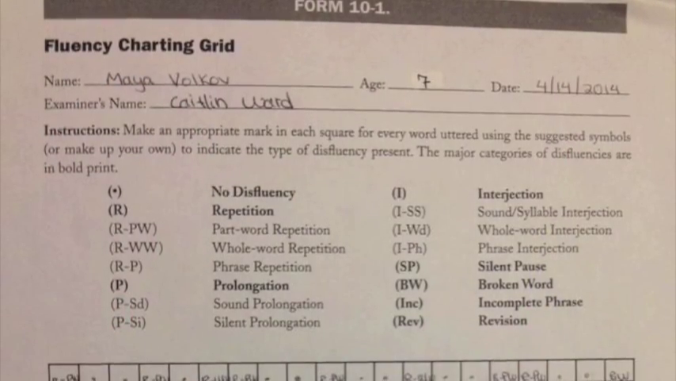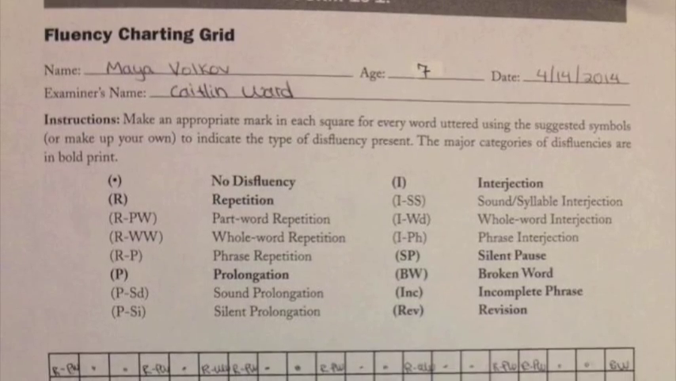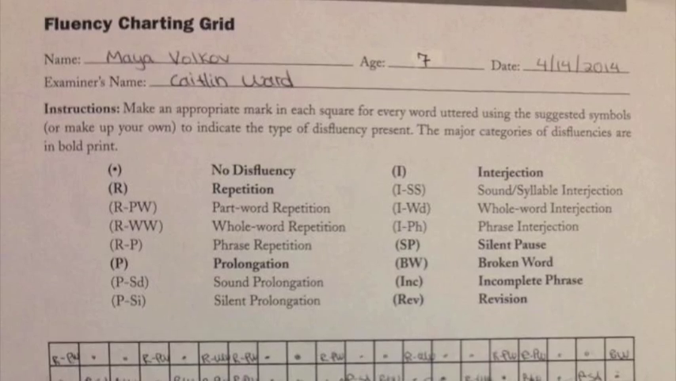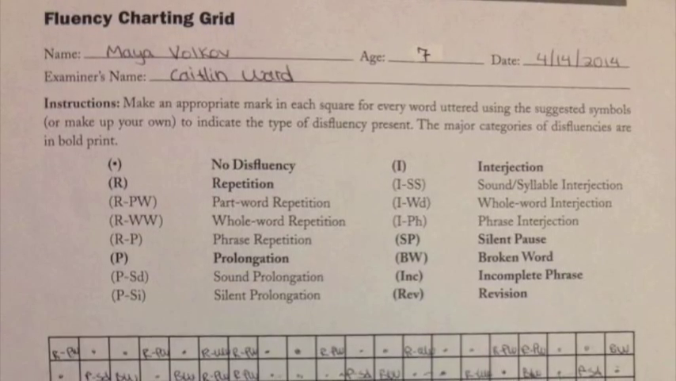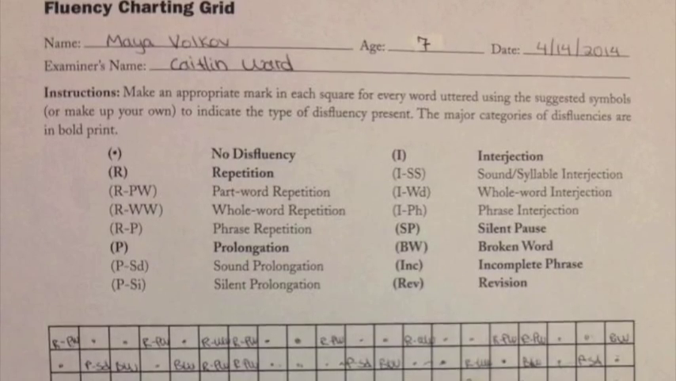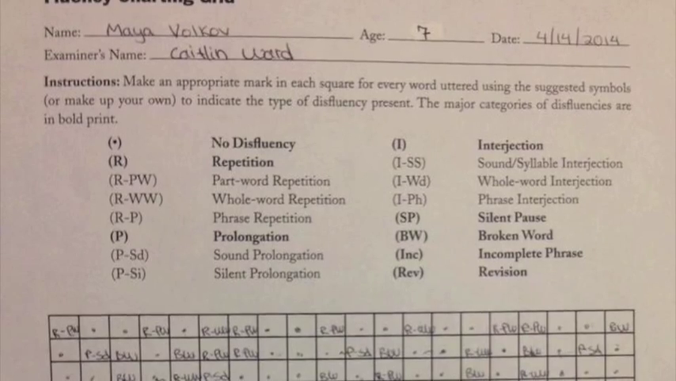The fluency charting grid is used to count the total number of disfluent and fluent productions and to code for each disfluency type. Each square in the grid represents a word of the client's utterance, and the clinician must appropriately notate the type of disfluency present if the client's speech was not fluent. It is a method used to identify and quantify disfluencies.